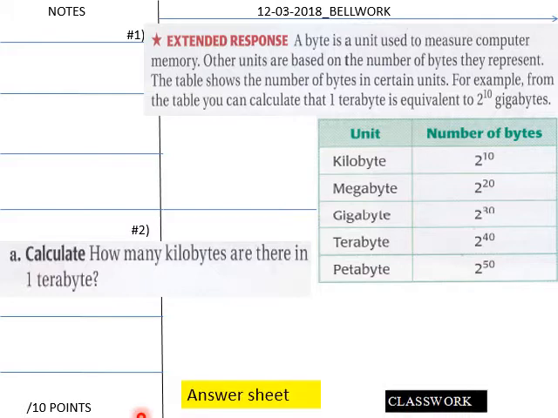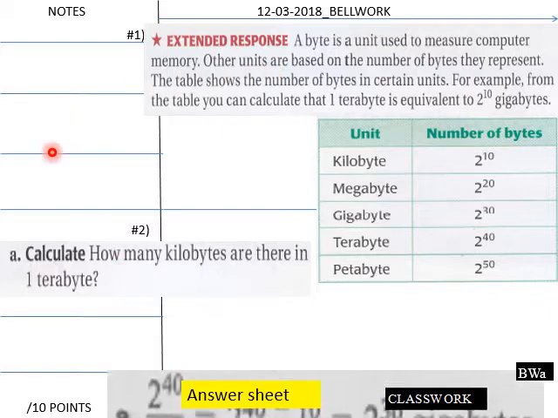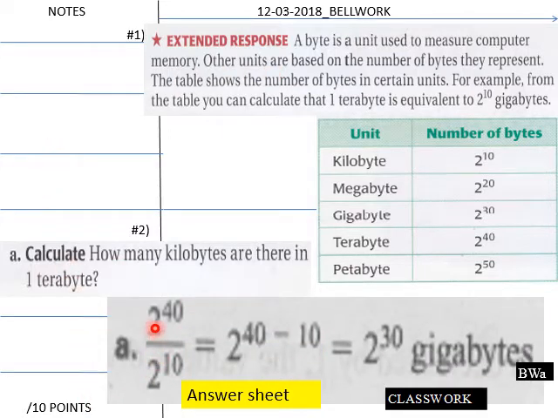Okay, welcome back. Let's get the answer to our bell work. Here is your setup to find how many kilobytes there are in 1 terabyte. So we go from terabyte to gigabytes, 2 to the 10, so we go 2 to the 40 divided by 2 to the 10. We use our quotient rule of exponents, and this is what we get.